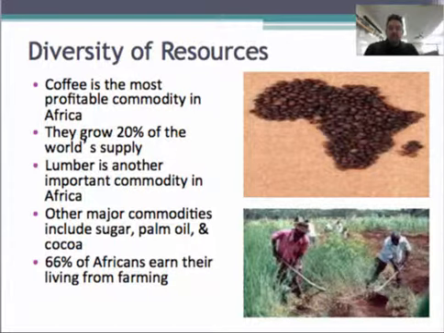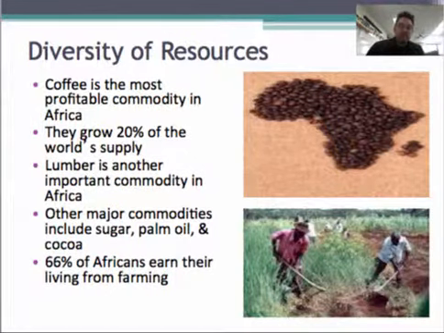Côte d'Ivoire is the world's largest exporter of cocoa beans, the main ingredient in chocolate. Agriculture is the single most important economic activity in Africa. About 66% of Africans earn their living from farming. In addition, farm products account for nearly 1/3 of the continent's exports. Farmers benefit from Africa's climate, which is going to be the main focus that we will talk about later with Section 2.